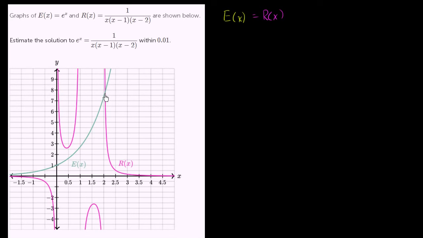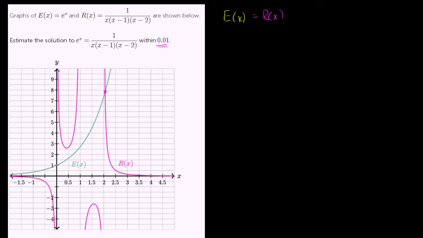We can either just try to get as close as we can from this graph. They want us to be within 0.01. And we can also use a calculator, kind of try numbers out to hopefully zero in on this point right over here, where e of x is equal to r of x.